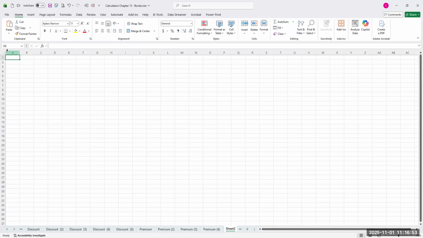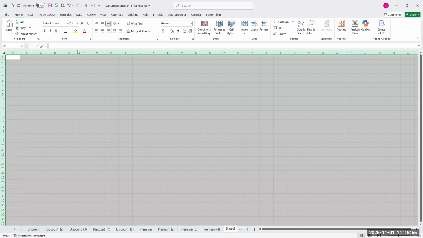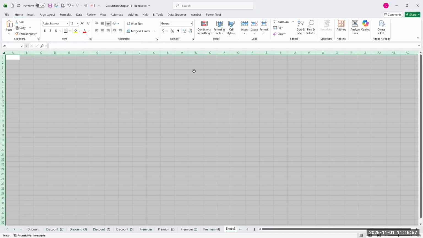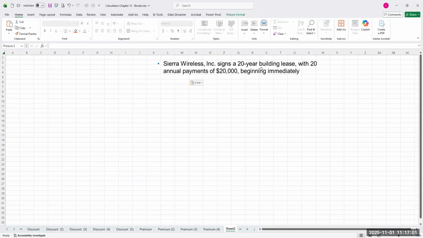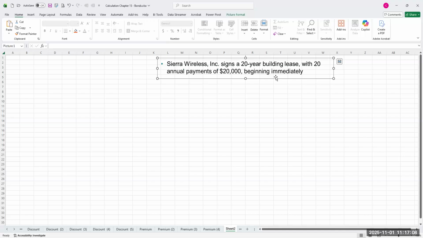Let me share my Excel spreadsheet again. We're going to start a new worksheet right from scratch. This is our first condition: signed a 20-year building lease with 20 annual payments of 20,000 beginning immediately. So what else do we need? We need the interest rate.